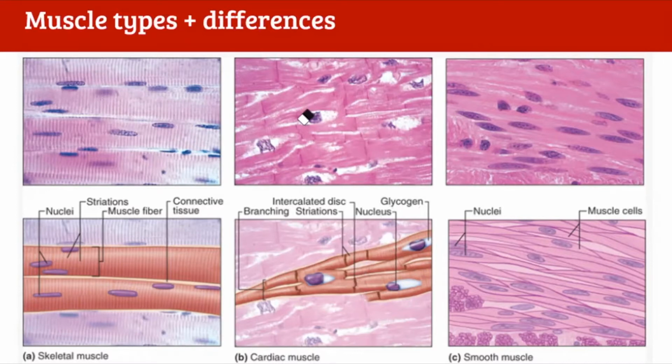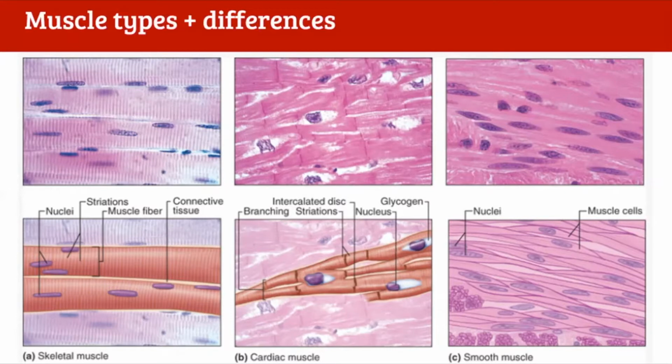You've got those centrally located nuclei, and you can see the branching as well. So it's not just straight linear like skeletal, it branches. And there'll be glycogen and whatnot in between these spaces. And then last of all, that smooth muscle. It's not as linear, not striated. They're cylindrical, and you've got the nuclei. So they don't really have a direction.